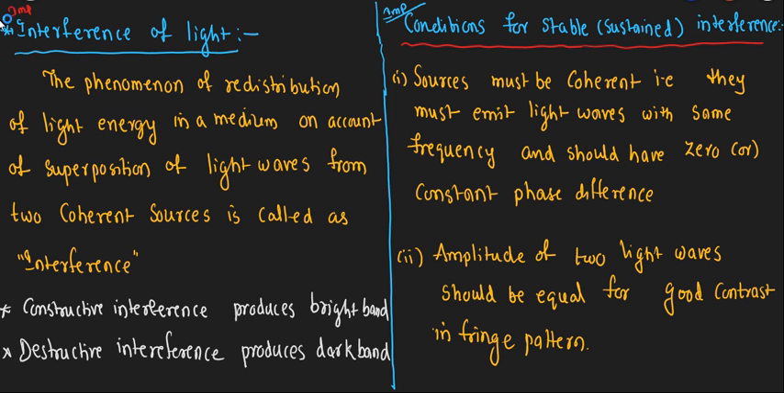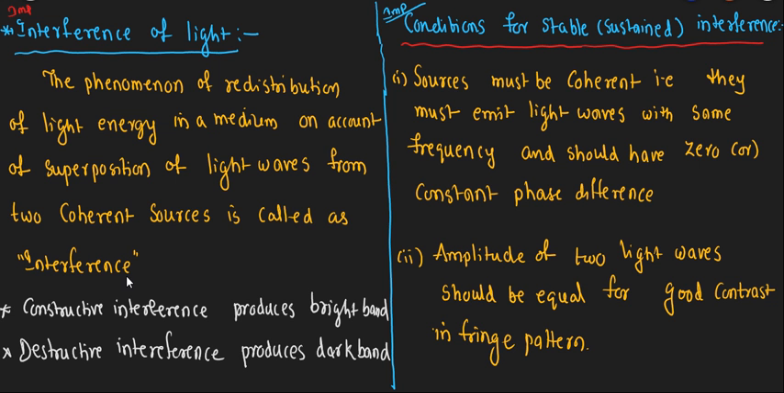And now, first, what is the interference of light? Interference is nothing but superposition only. Interference of light means, I give the definition: the phenomenon of redistribution of light energy in a medium on account of superposition of light waves from two coherent sources is called interference. That means two light waves are superposed with each other. When two light waves are superposed with each other, the light energy will be redistributed. That phenomenon is called interference.